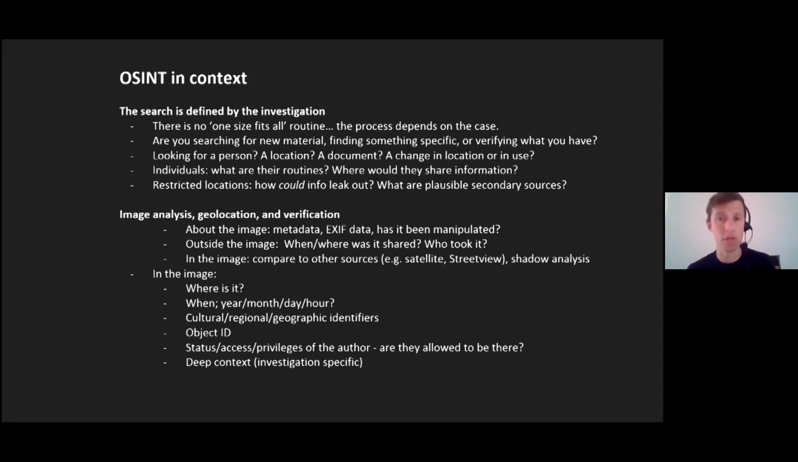In the image, of course, is the most important. Compare it to other sources, first of all, satellites, Google Street View. You can do things like shadow analysis to try and understand what time an image was taken. When we're thinking about what's in an image, and this is what I want you to take into your live research exercise, there's always way more in an image than you think there is. And one of the joys of doing this kind of work is thinking about the maximum information that you can extract from an image. A lot of that is storytelling and hypothesizing.